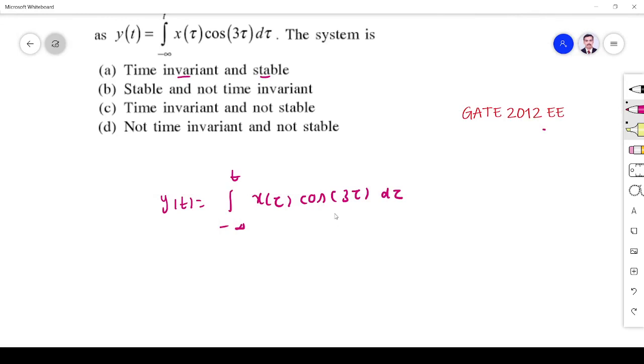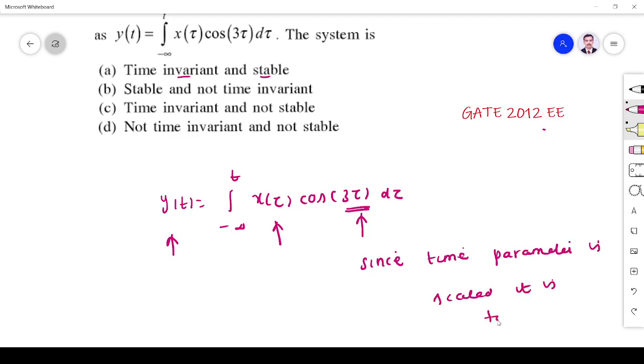Okay. So here you see this is input, this is output, right? But another time parameter tau, it is scaled. Since we know that the time parameter is scaled, surely it must be time variant. It is time variant. Okay. So time invariant is a wrong answer. Right? So A and C are wrong answers.